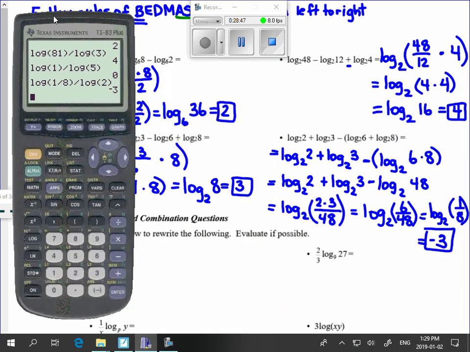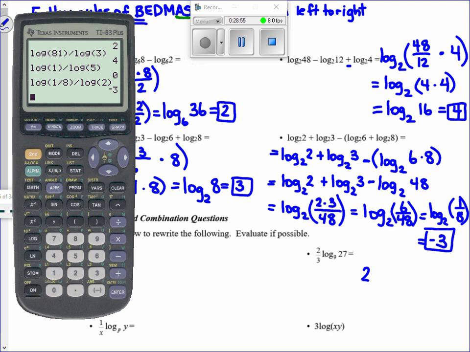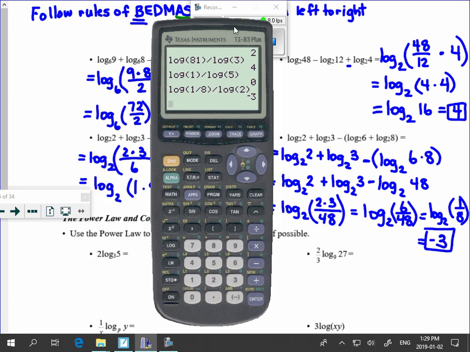And that makes sense because 2 raised to the -3 is the same thing as 1 over 2 to the 3rd, which is 1 over 8, right? Okay, so that all makes sense when you think about it. You can double check your work that way.